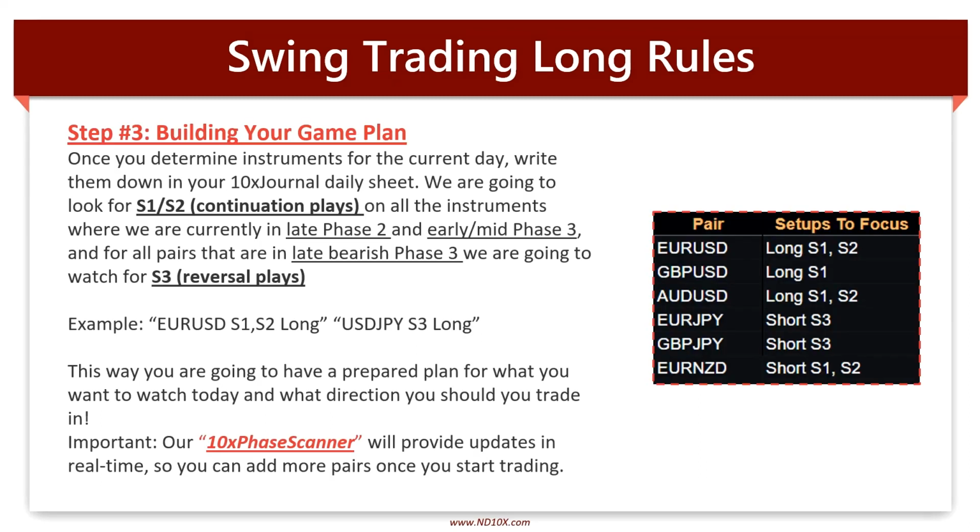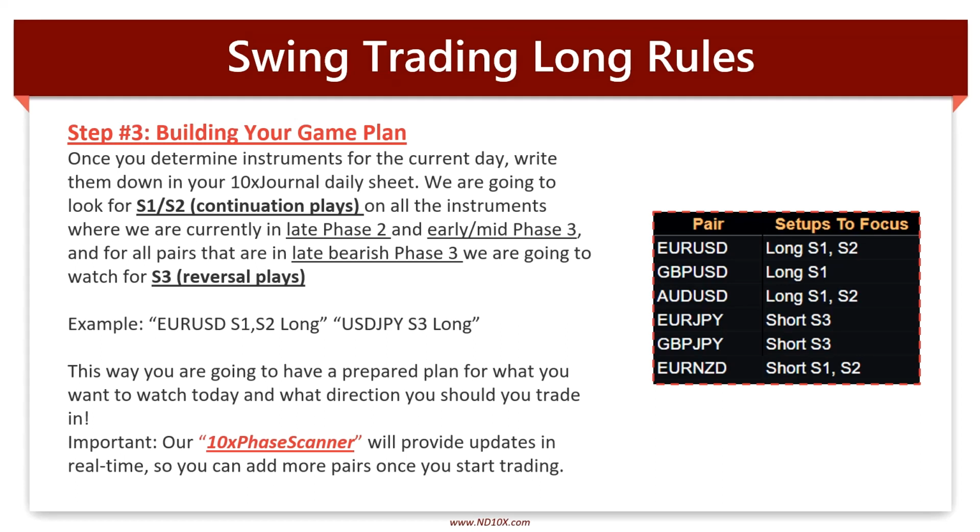Step 3. Building your game plan. Once you determine instruments for the current day, write them down in your 10x journal daily sheet. We are going to look for S1 and S2 for potential continuation plays on all the instruments where we are currently in the late phase 2 and early to mid phase 3. And for all pairs that are in a late bearish phase 3, we are going to watch for S3, so reversal plays. For example, Euro dollar S1 or S2 long, dollar yen S3 long, and so on.